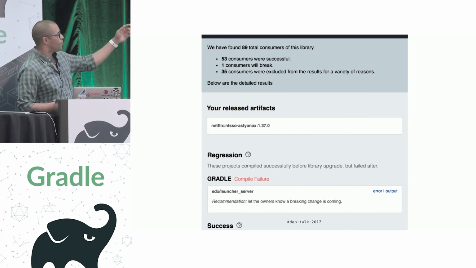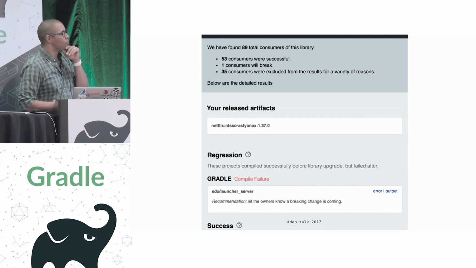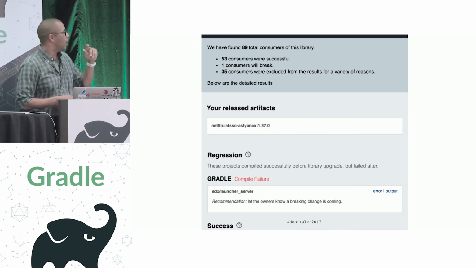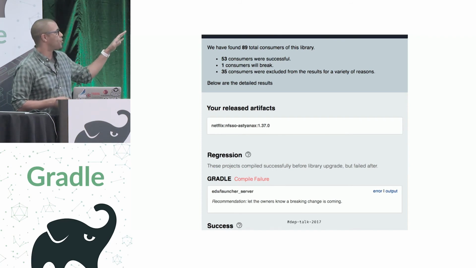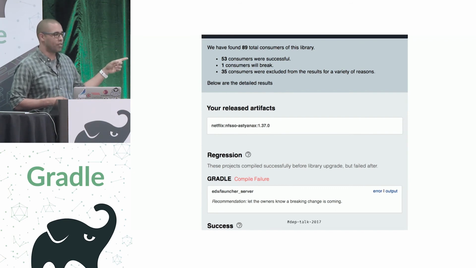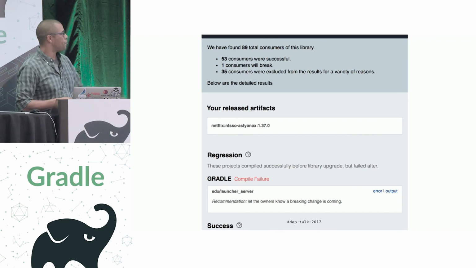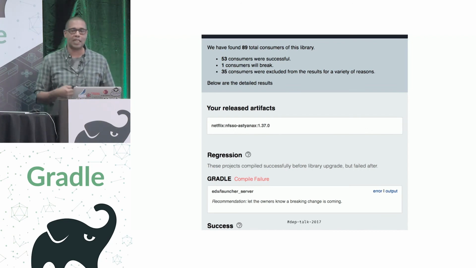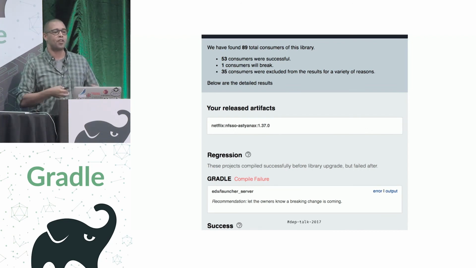So in this case, we found 89 total consumers of this library. So there's 89 projects at Netflix that would build. 53 of them were successful, so we didn't break them. One of them failed. One of them broke in some way. And for various reasons, we've excluded 35 of these projects. And so we can see right down here that we have a Gradle failure, and we can get the output. So now engineers at Netflix can release a new version of a library and understand who's going to break.